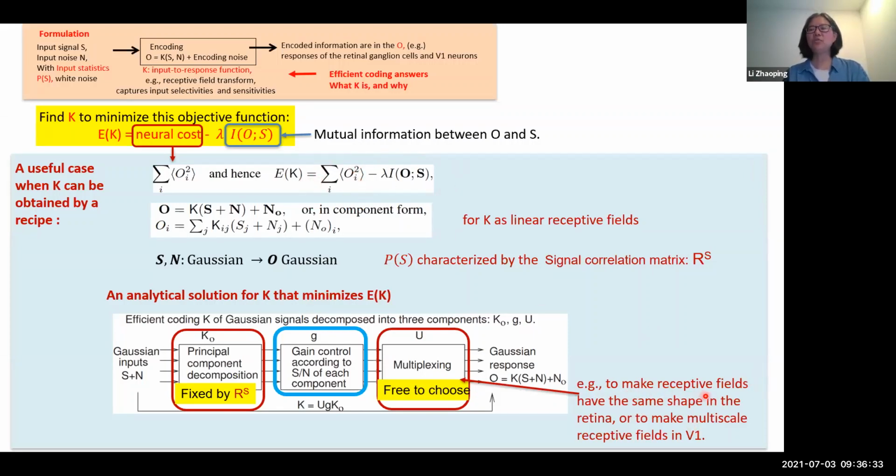But the additional thing could be, I want to have all my receptive fields have the same shape. Let's say all my retinal ganglion cells, I want them to have the same shape for different neurons, except shifted in space. Receptive field centers shifted. So you can impose that, to nail down this freedom.